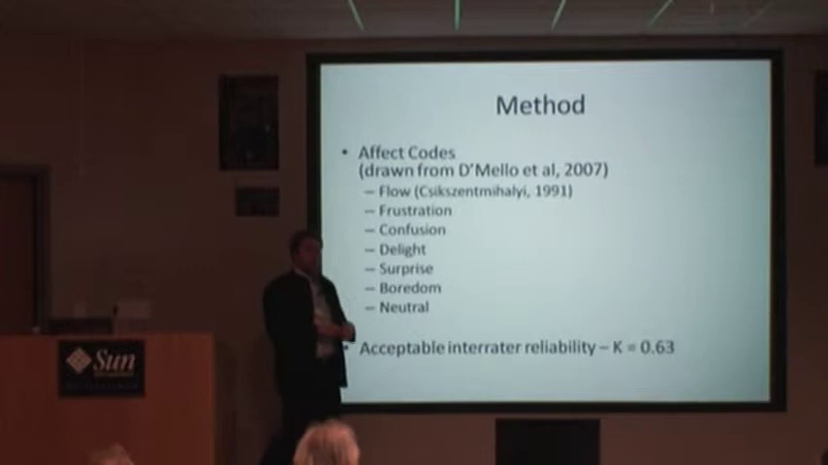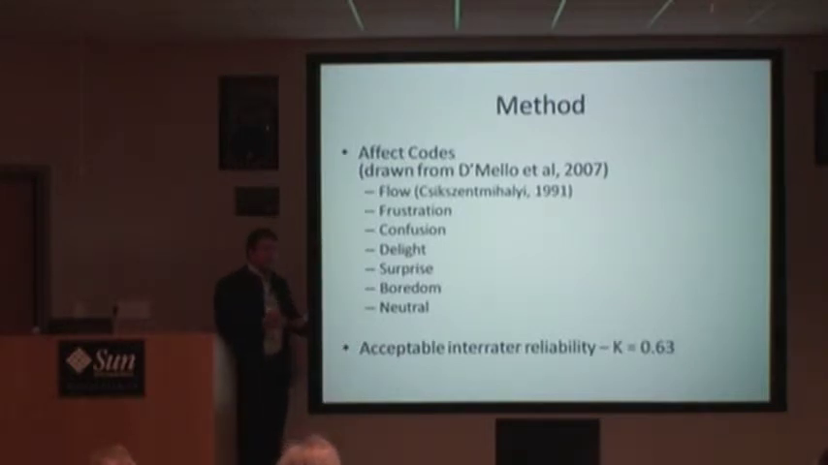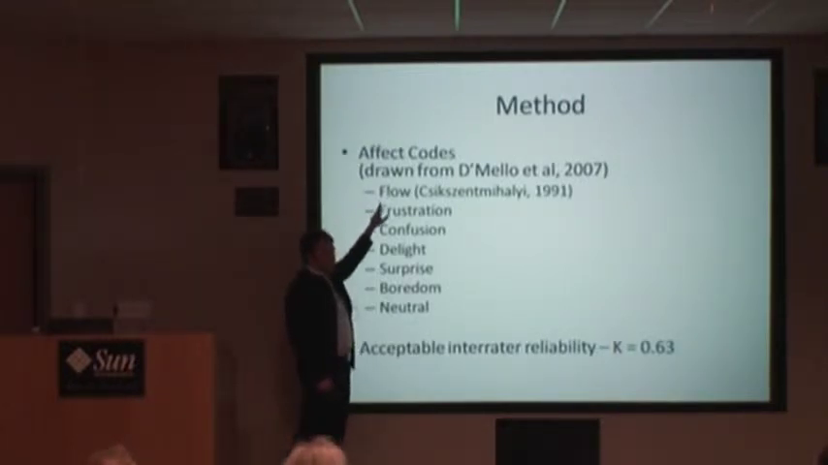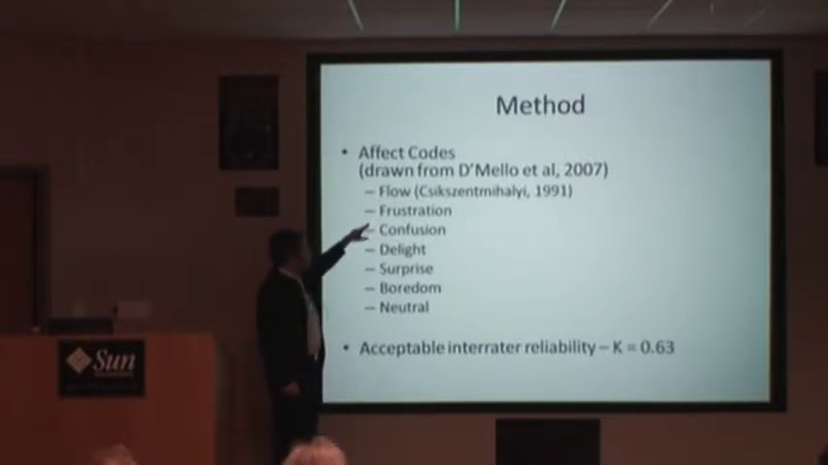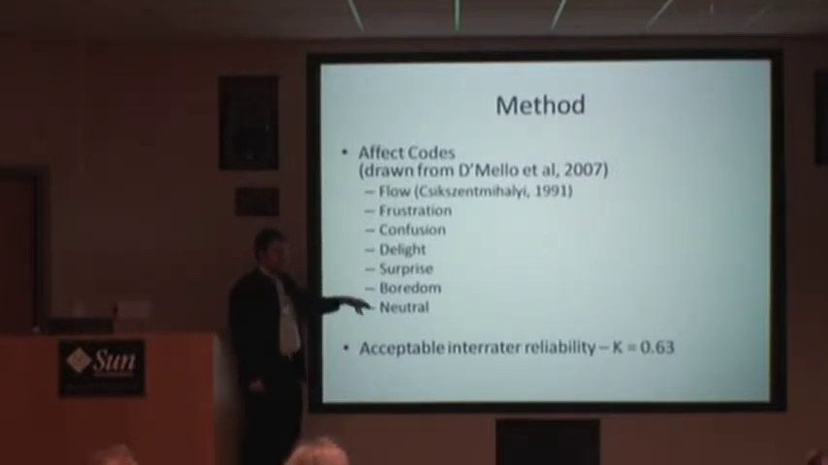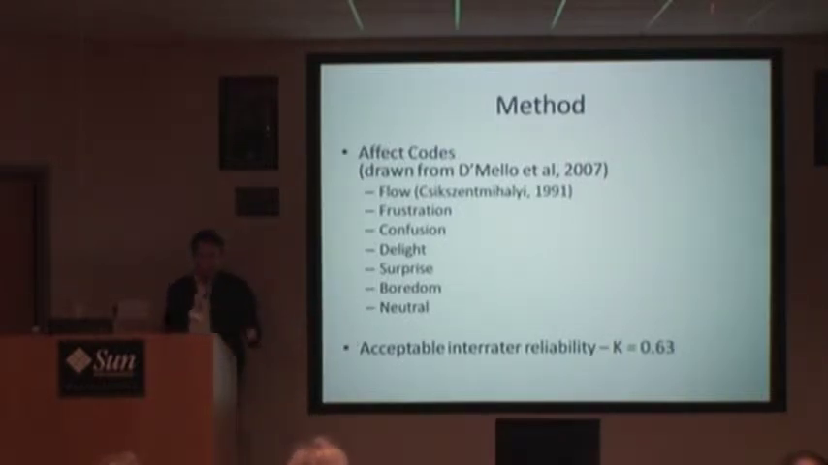The affect codes were drawn from Sidney D'Mello's work at the University of Memphis. He and Art Graesser and their colleagues studied what affective states are most salient to students in learning situations, and it included flow or deep engagement, frustration, confusion, delight, surprise, boredom, and neutral. And you might ask, how can our observers catch these things? Actually, students in these kinds of classrooms are incredibly verbal about what their affect is and incredibly demonstrative. It's actually much easier in the field than it is in the lab, because students will slouch, they'll sigh, they'll pound their fists on the table, they'll drum their fingers on the keyboard. And we got good inter-rater reliability, at least acceptable, kappa 0.63.